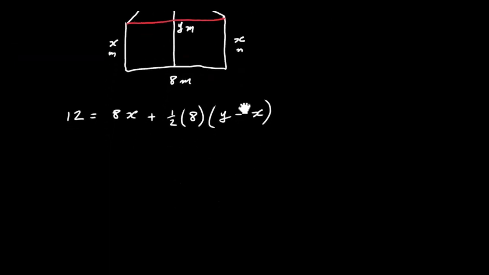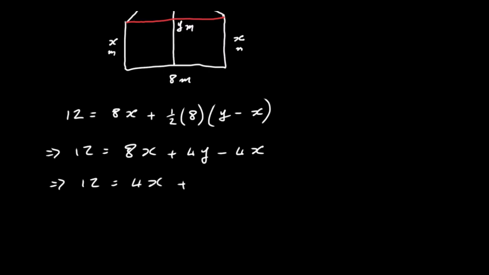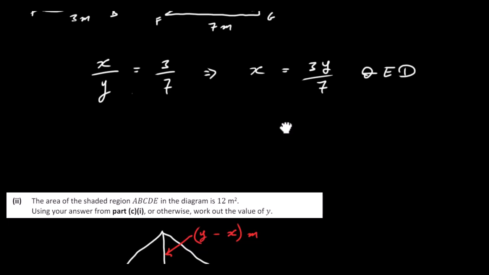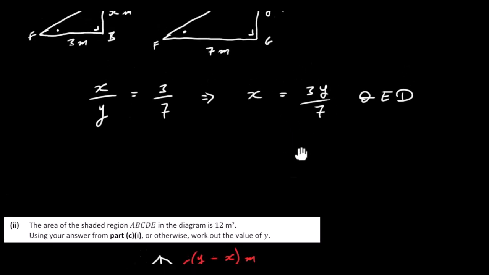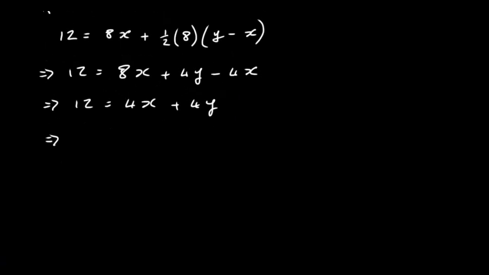Okay, so let's just work out y then. So 12 is equal to 8x plus half of 8 is 4, multiplied by y is 4y. Half of 8 is 4, 4 times x minus 4x. That'll give me 12 is equal to 8x minus 4x is 4x plus 4y. Now we've got to work out what y is, but remember up here we worked out what x was. x is 3y over 7. So I can put that in there.